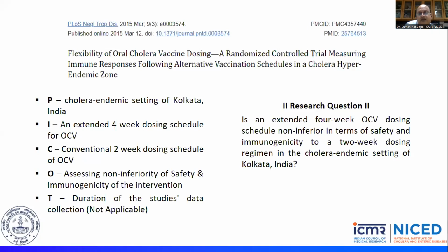Which is better in an endemic setting or not? We want to measure if we increase the dosing interval, whether it is more immunogenic or not. That is our research question. Here, if we describe the PICOT, P is the cholera endemic setting of Kolkata, the adult population. I is the extended 4-week dosing schedule for OCV. C is the conventional 2-week dosing schedule of OCV. And O is the outcome, which is the immunogenicity, non-inferiority, and safety. There's another term that I just put in, non-inferiority, we will discuss later. And T is the duration of the study data collection.